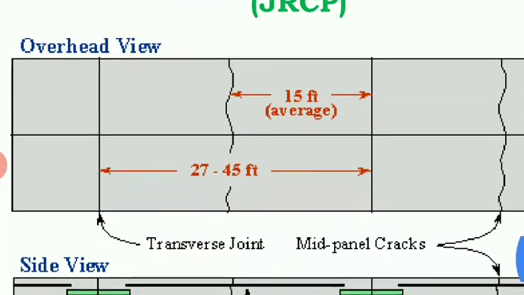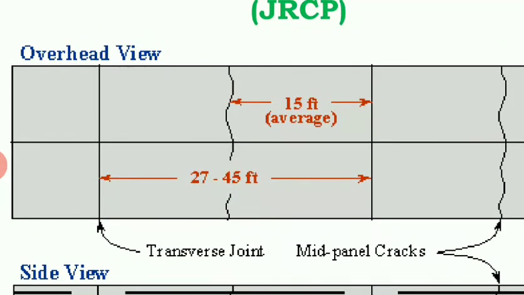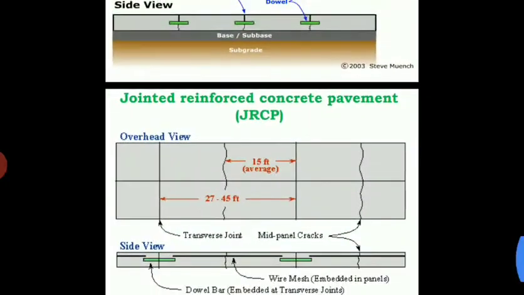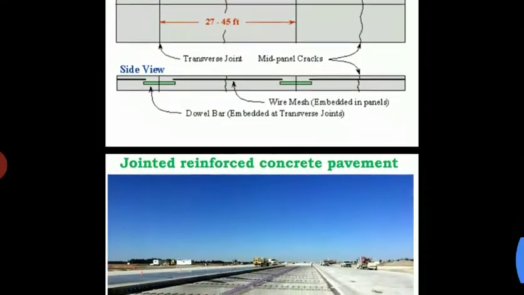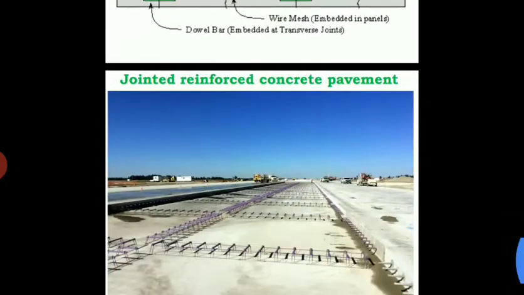And here they have given the distance from one transfer joint to another transfer joint, that is up to 27 to 45 feet. And coming to the next part, here you can see the joint reinforced concrete pavement.